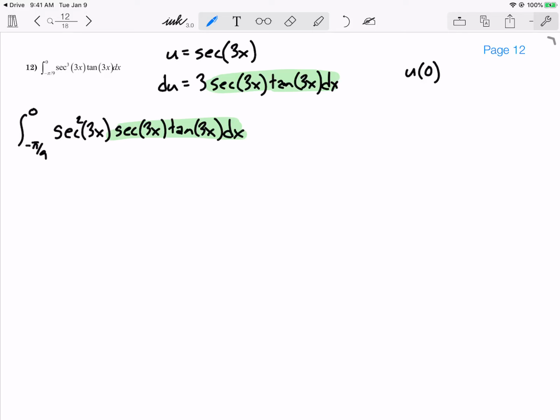So if I plug in 0, secant of 0 is 1. Secant of negative pi over 9. Well, it's really secant of 3 times negative pi over 9. So it's secant of negative pi thirds, which is 2 because cosine there is a half. Secant is the reciprocal of cosine. So I'm really integrating from 2 to 1. Notice that those numbers are in reverse order. And then I've got u squared du.